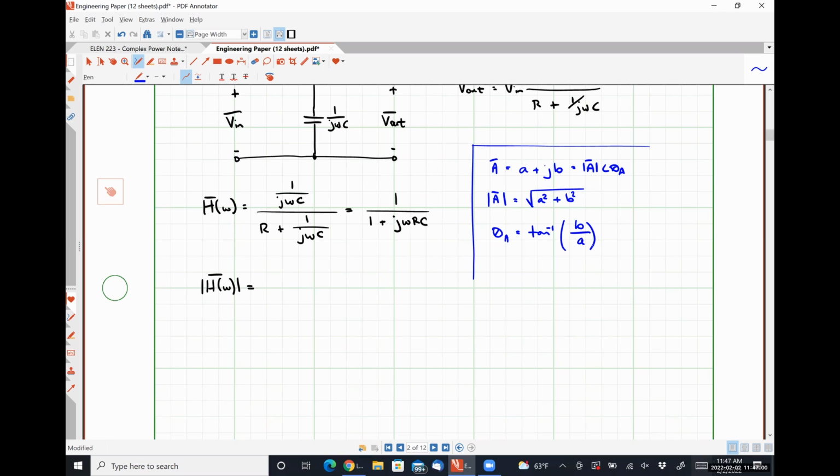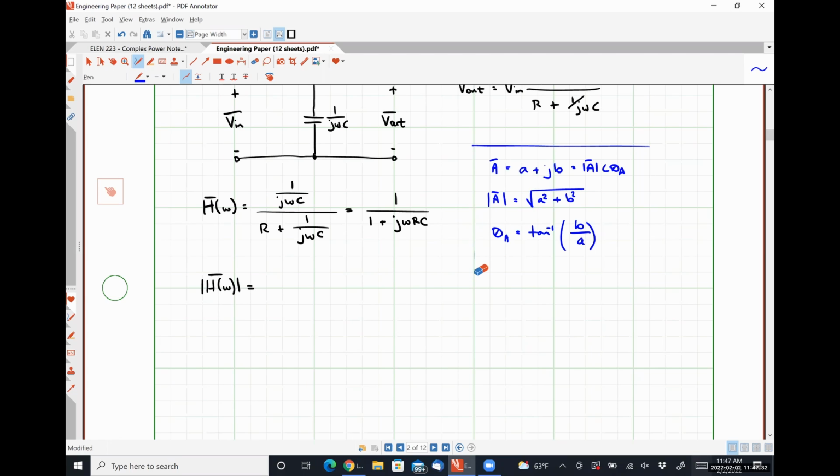Here? Yes, we want from left to right. The R is right here. So I multiplied through by j omega C over j omega C, right? So when I multiply this guy by j omega C, I get the 1. When I multiply this guy by j omega C, I get j omega RC. I put the ones on the left hand side because that's just what I do. But yeah. All right.